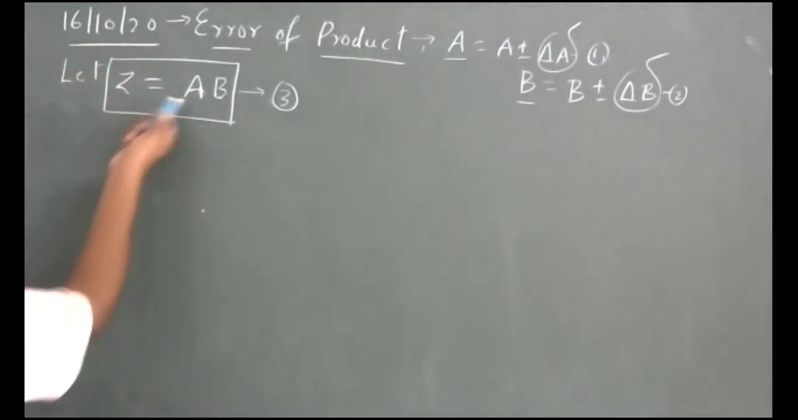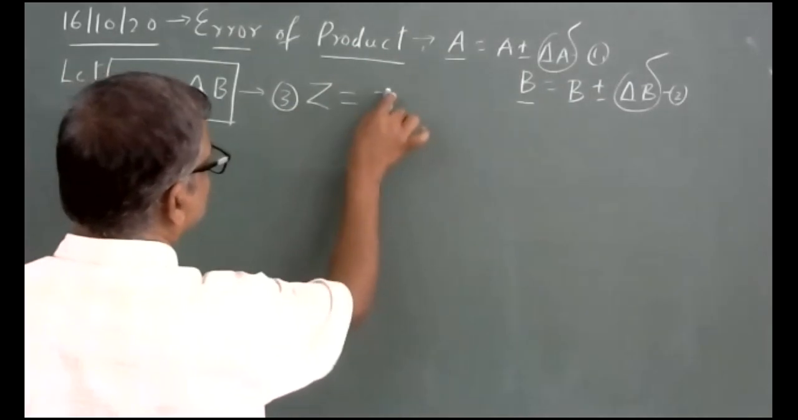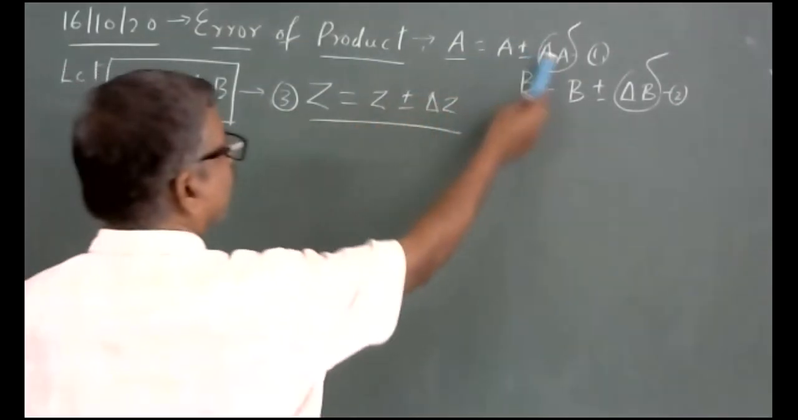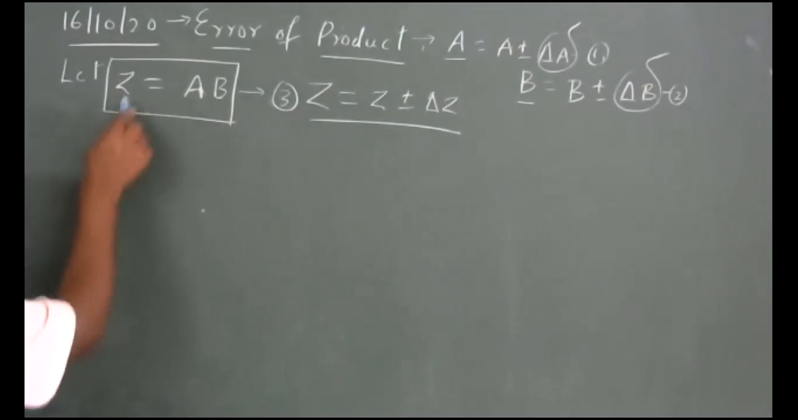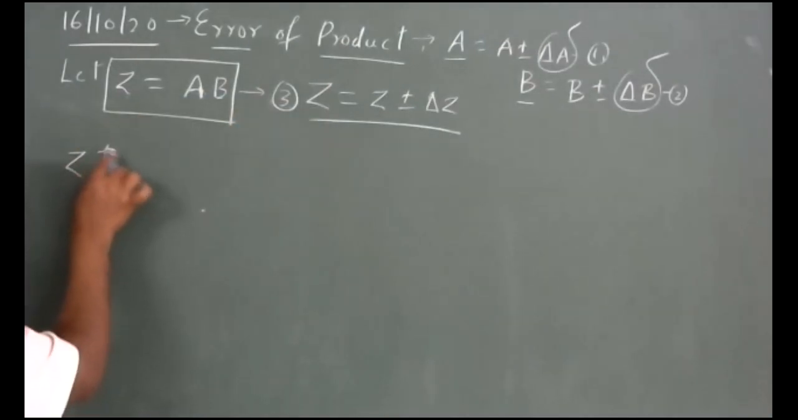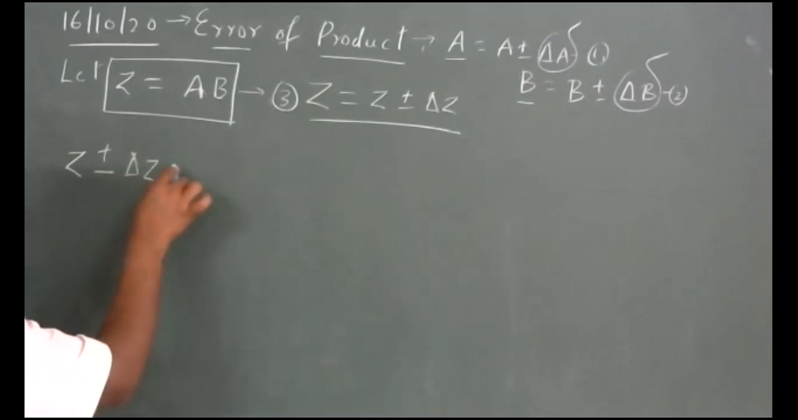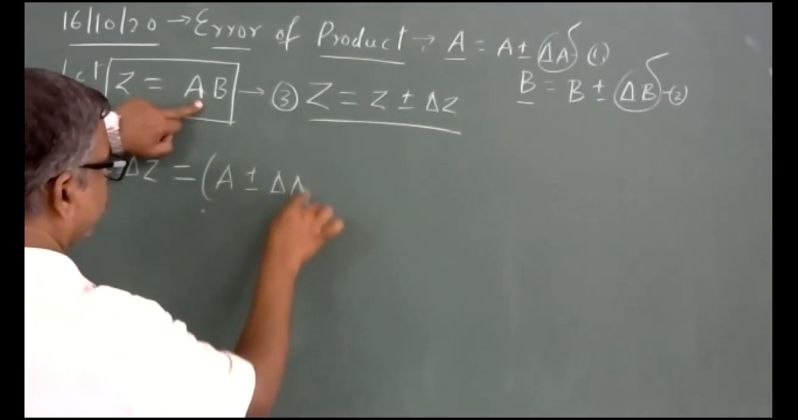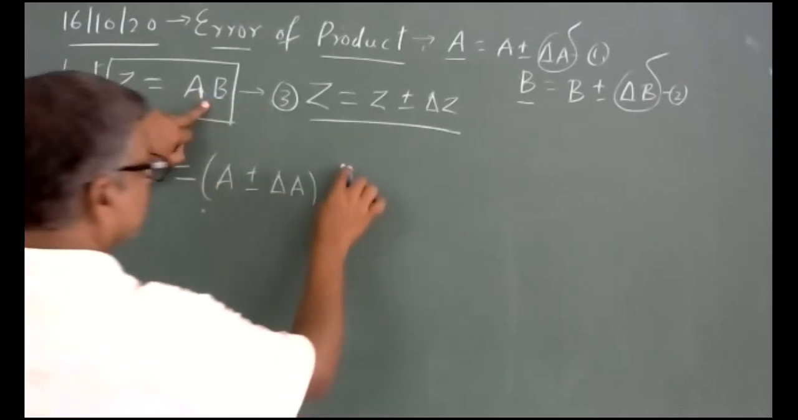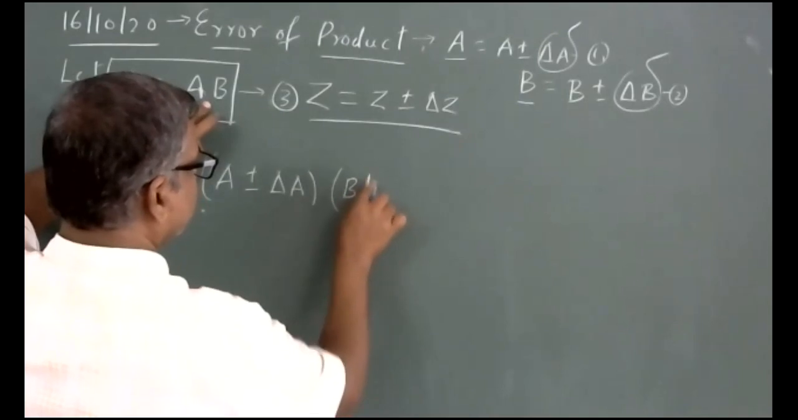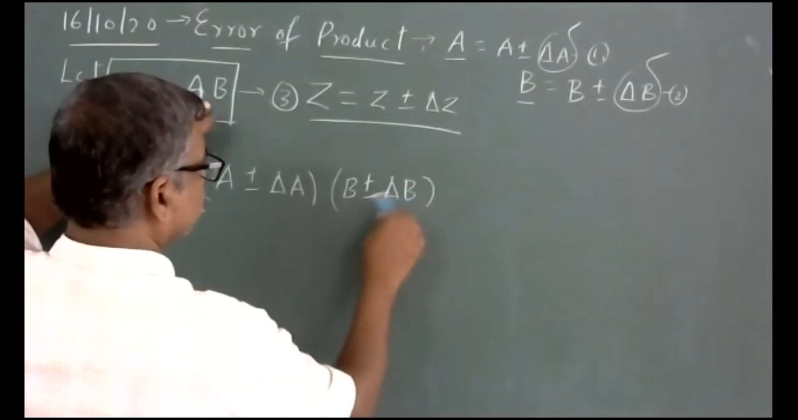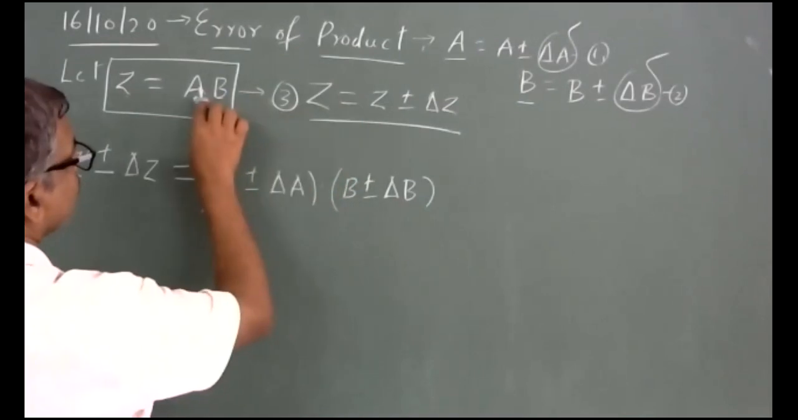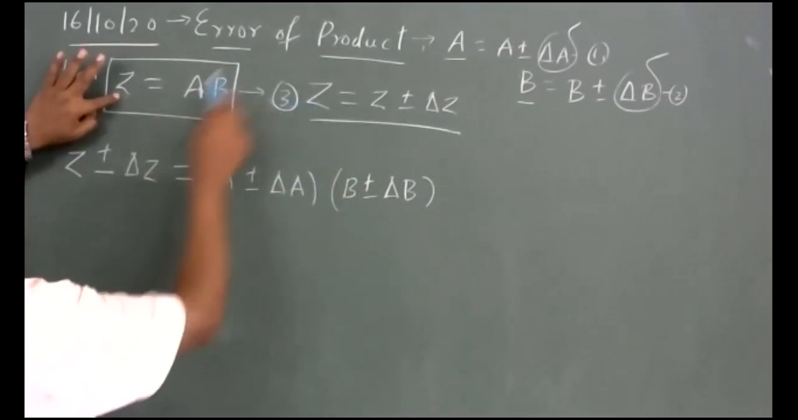Similarly, Z is also defined as Z plus or minus delta Z. Now, if I put equations 1, 2 and Z into equation 3, it looks like this. Z plus or minus delta Z is equivalent to A, taken from equation 1, A plus or minus delta A, then a product, then B from equation 2, B plus or minus delta B.